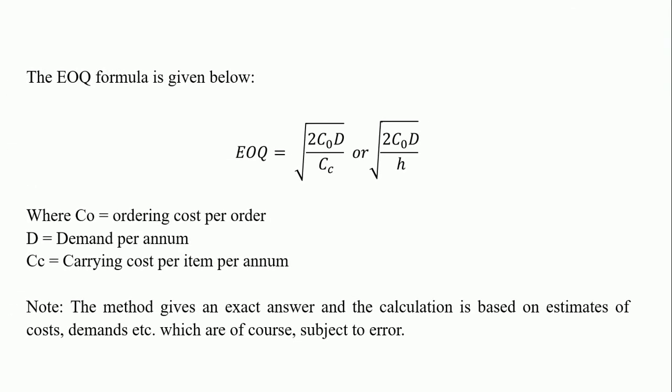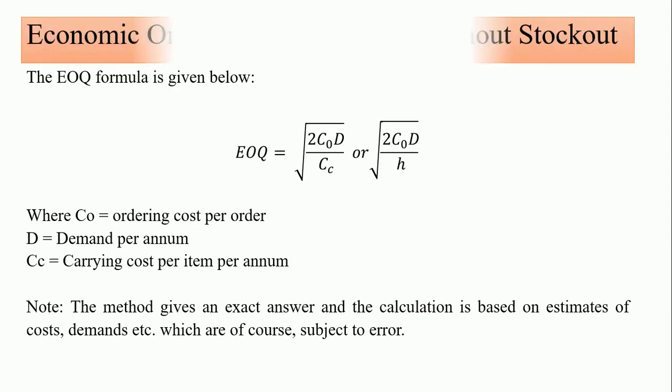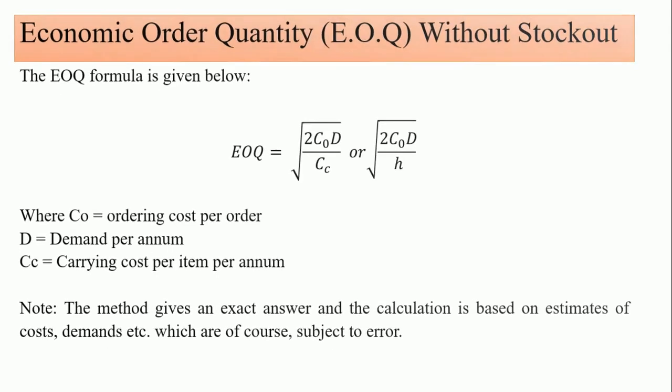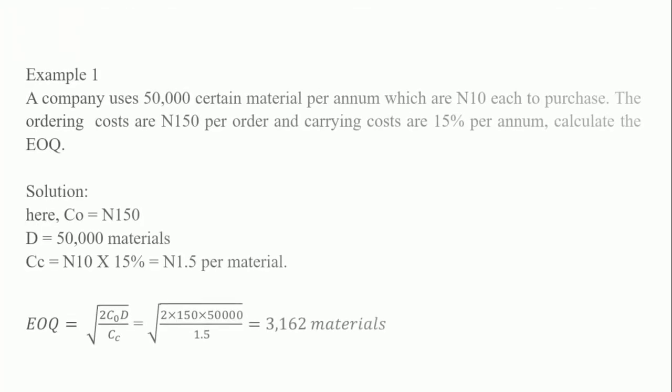So the formula is square root of 2C naught D over CC, or square root of 2C naught D over h. The C naught is the ordering cost per order, the D is the demand per annum, the CC is the carrying cost per unit per annum. A typical example of how to apply this formula is given in the first example.